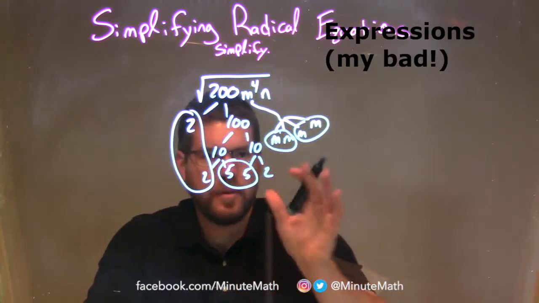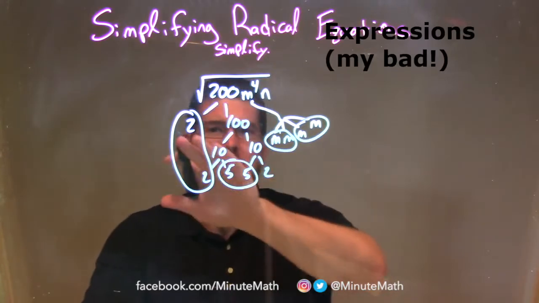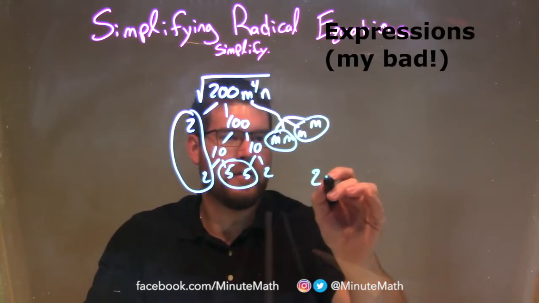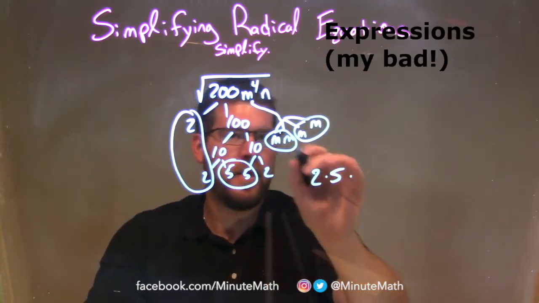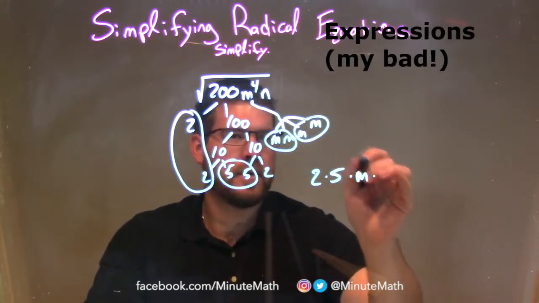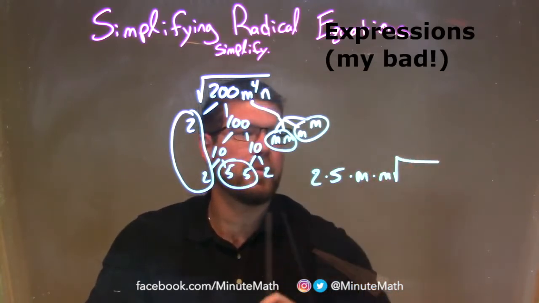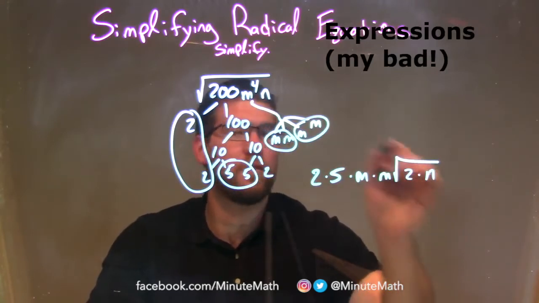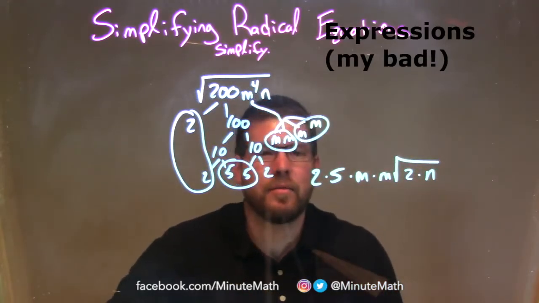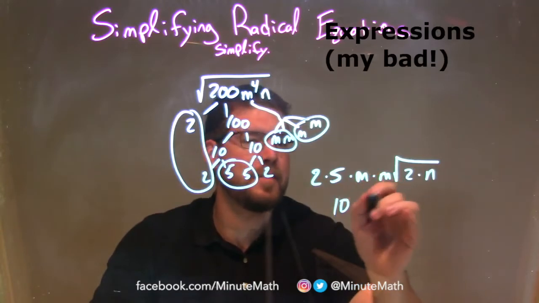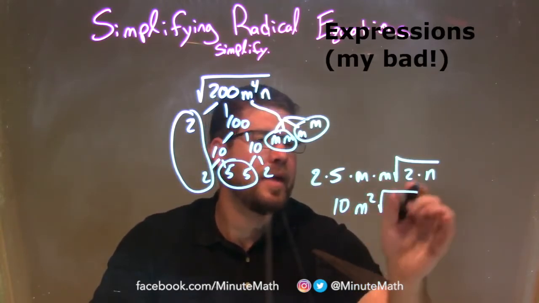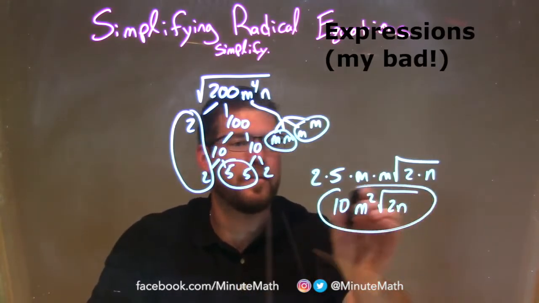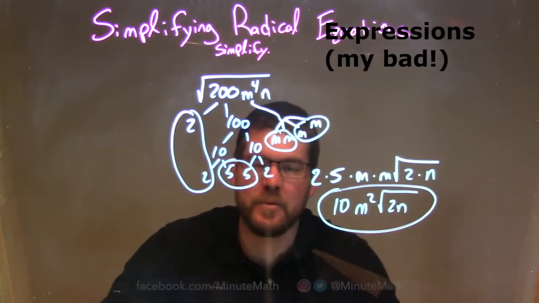So when I write my final answer, I'm going to put my pairs representing the outside. So these 2's represent one 2 on the outside. These 5's represent one 5 on the outside. We multiply that first pair of m's right there, and the second pair of m's. Now we have the square root of what's left on the inside, which is this 2 times that n. Don't forget that n that was up there. So now let's simplify. 2 times 5 is 10. M times m is m squared. And then 2 times n is just 2n. So now we have a final answer of 10m squared times the square root of 2n.